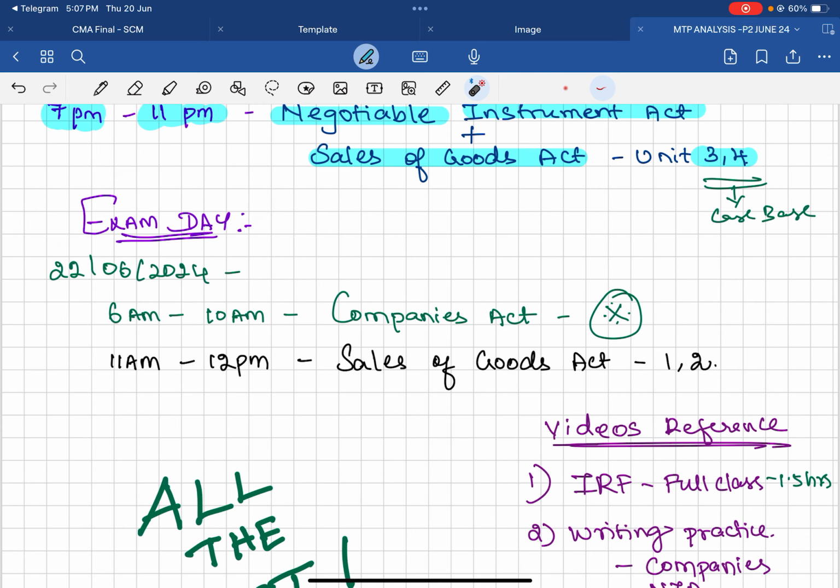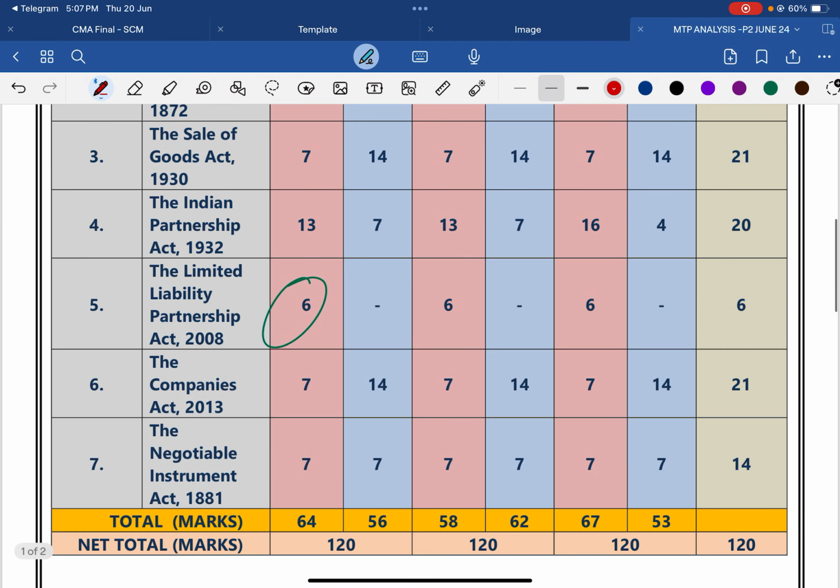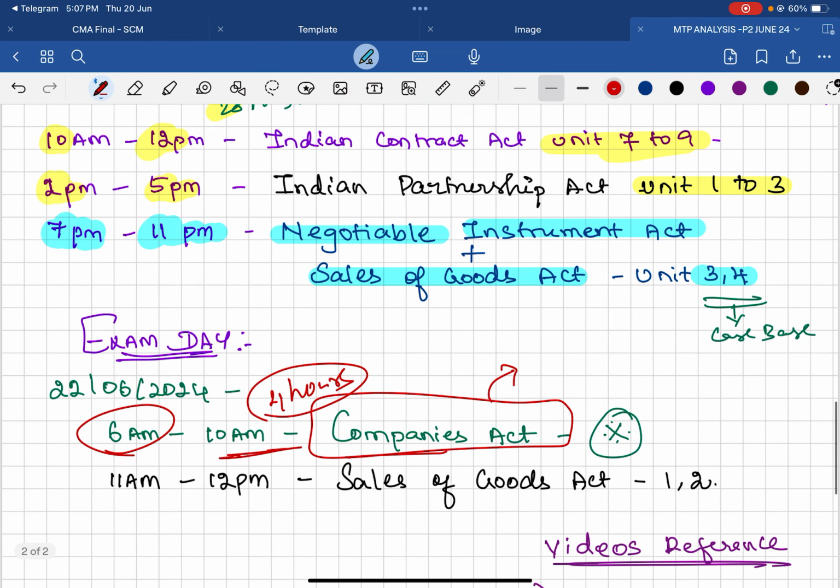What you need to do, that's more crucial: go to bed early at 11 p.m. and wake up at 6 a.m. Still you are having 7 hours of sleep, and then you will start from 6 a.m. to 10 a.m. Almost 4 hours I have keenly given separately for your Companies Act, which is going to come for how many marks? 21 marks. That too 7 plus 7, 14, 21 marks is going to be there.